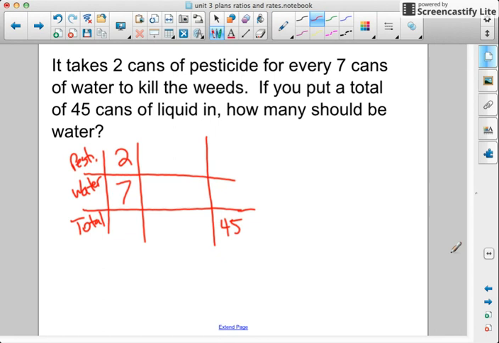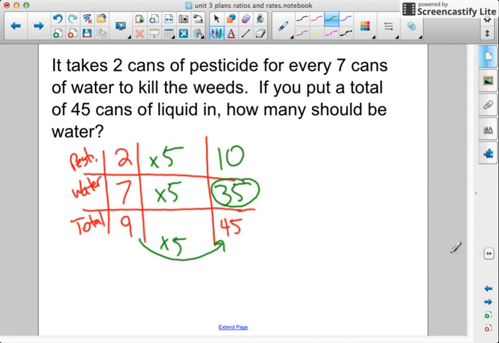So if I look at my ratio, I'm going to add up my ratio to find a total in my ratio here. So 2 cans of pesticide and 7 cans of water make 9 cans of liquid in total. Now I can see if I'm trying to go from 9 to 45, I could times it by 5. So that means I would times this by 5, times this by 5. I would get 10, 35. So I have 35 cans of water. So that's using ratio tables to help solve problems.